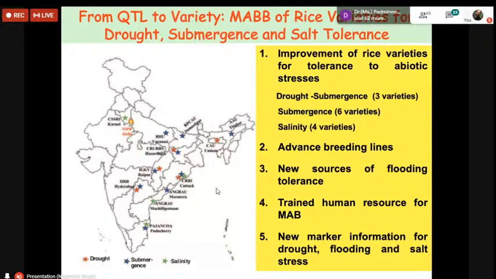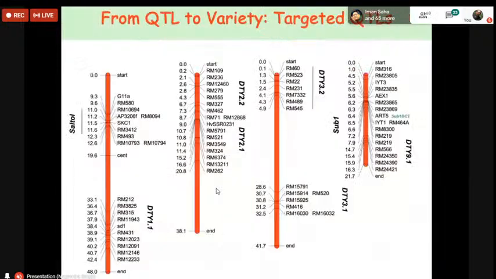And we have already developed 4 varieties that have been released and notified. A number of them are in the pipeline, some are at AVT2. So we expect to develop about a dozen varieties through this program, and it is already underway. So I'm not going into detail here.